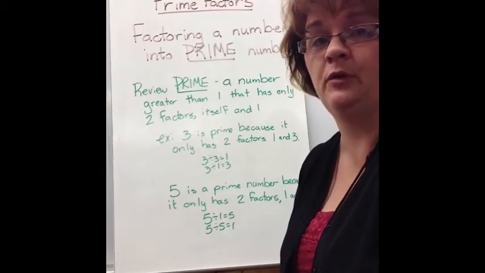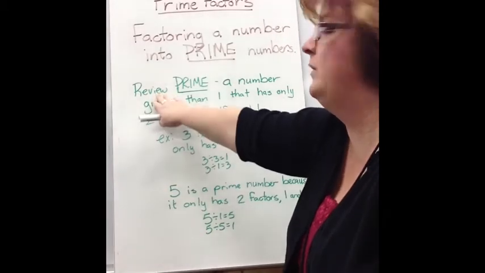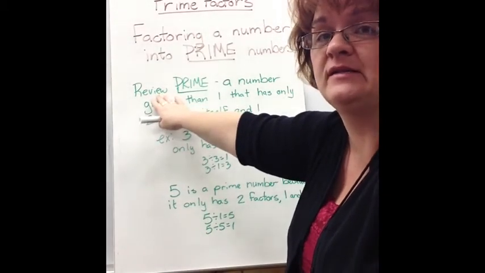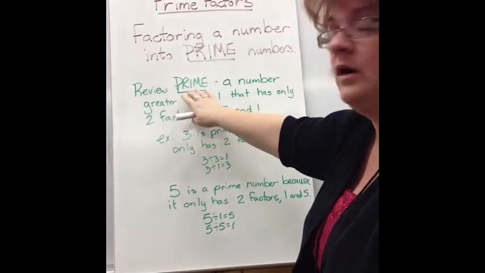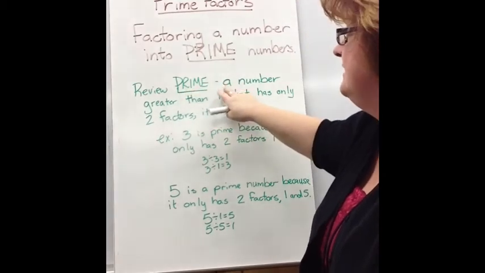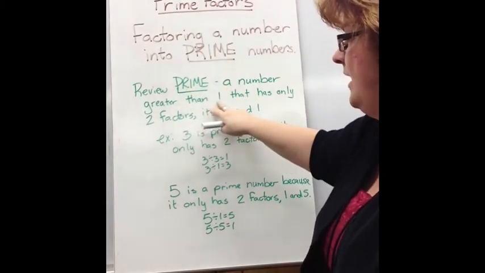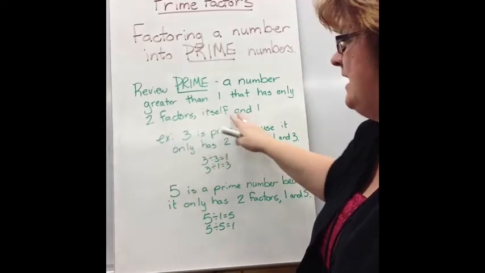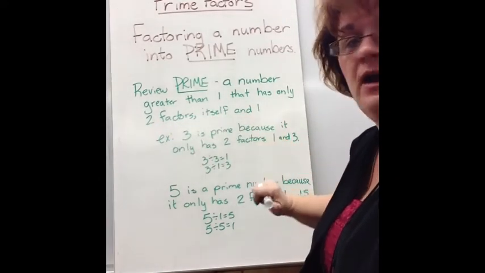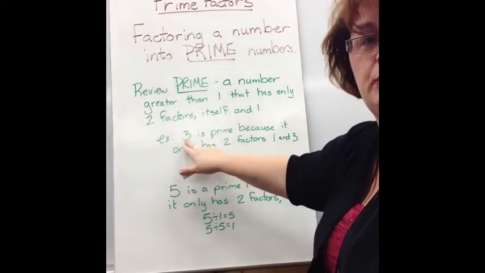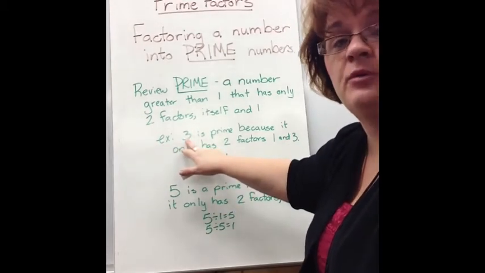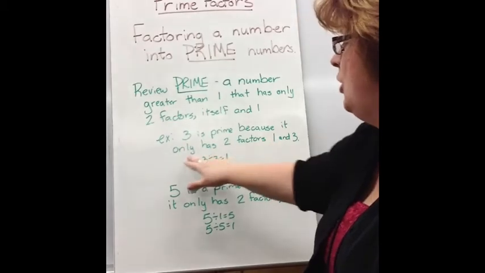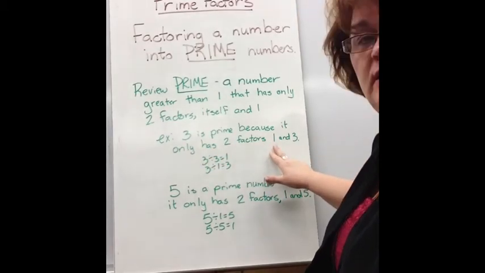So let's talk a little bit about what prime means again, because I know it's been a while since we've talked about this. Okay, the word prime means it is a number greater than 1 that has only two factors, itself and the number 1. Okay, an example of this is 3. The number 3 is a prime number because it only has two factors, 1 and 3.